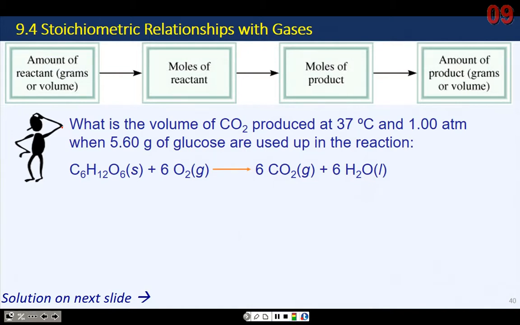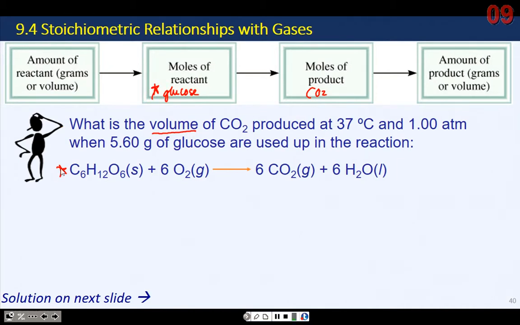If we're going to do stoichiometric relationships with gases, what about the volume of CO2 produced at 37 Celsius and 1 atmosphere if a certain amount of glucose is used up in the reaction? Here's our glucose combustion reaction. And what will we have to do to come up with that? We want to know the volume of CO2, and we're always going to have to go between reactants and products. In this case, the product is going to be the CO2. The reactant is the glucose, which is C6H12O6. You'll recognize that eventually, I suppose.